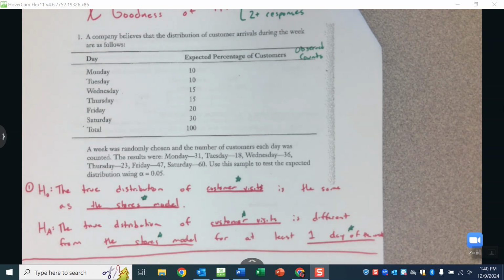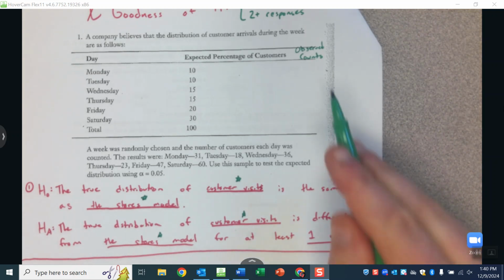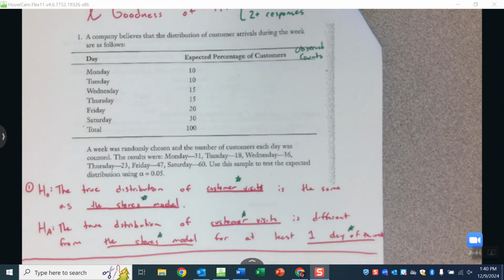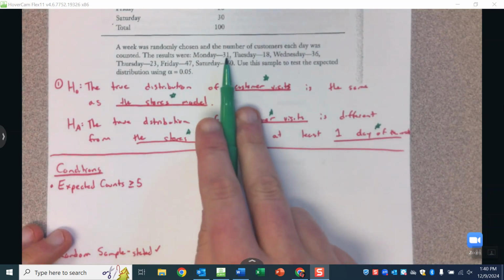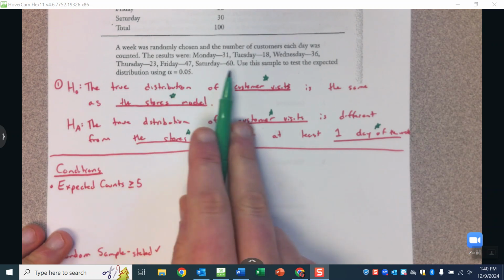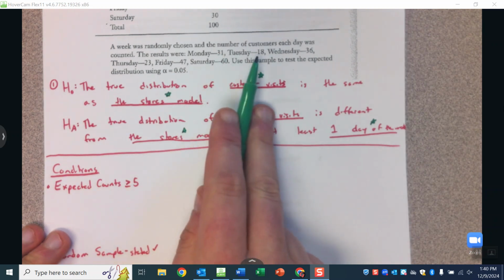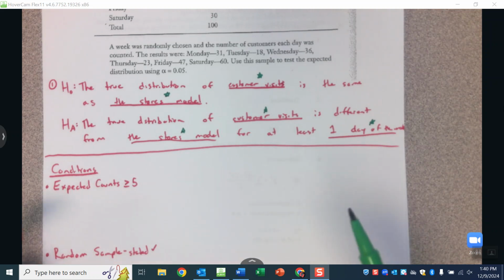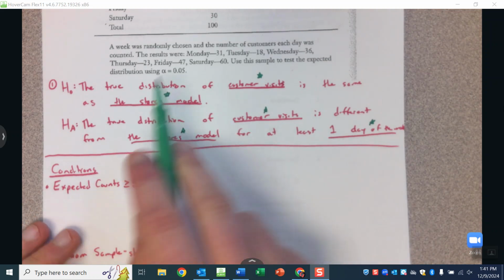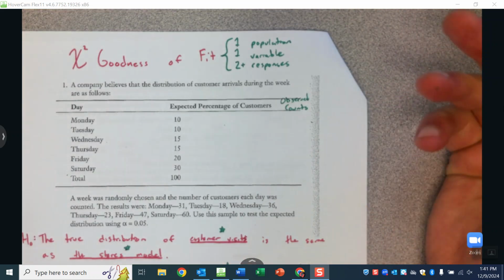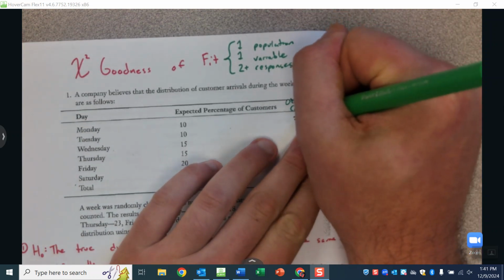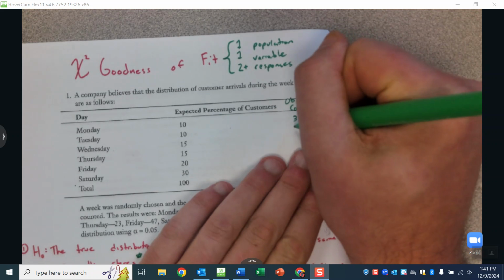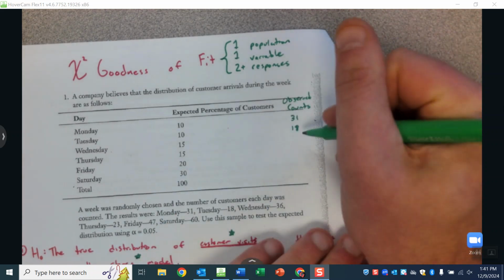All right, our observed counts is what did we see when we gathered our data. So your observed counts will always be provided to you in the problem. This is the results of our sample. Our observed counts are these numbers down here. This is how many people came in on Monday, Tuesday, and Wednesday. That's what we observed. You don't actually have to write them as a column, but I'm doing this because I think it's going to help you guys learn better.